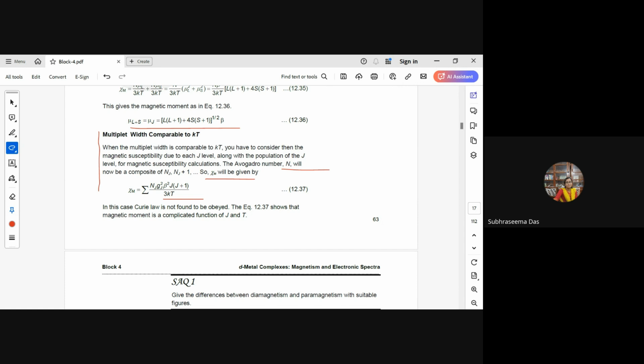So here, equation 12.37 shows that the magnetic moment is quite a complicated factor, and it depends on J and T, and that is why this is a very crucial calculation.